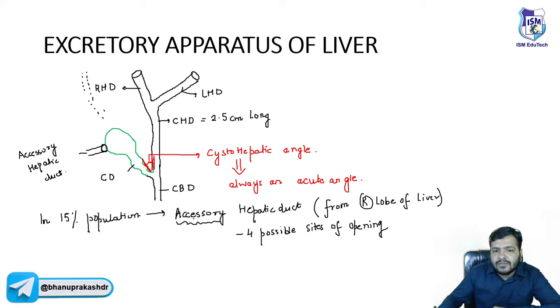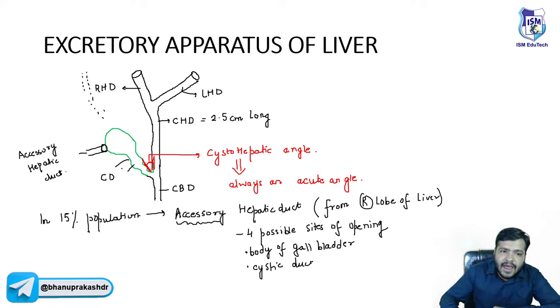Right, it can be the body of the gallbladder. It can be the cystic duct also. Now suppose this is the cystic duct, and this accessory hepatic duct can open into the cystic duct directly, and it can also open into the common bile duct.